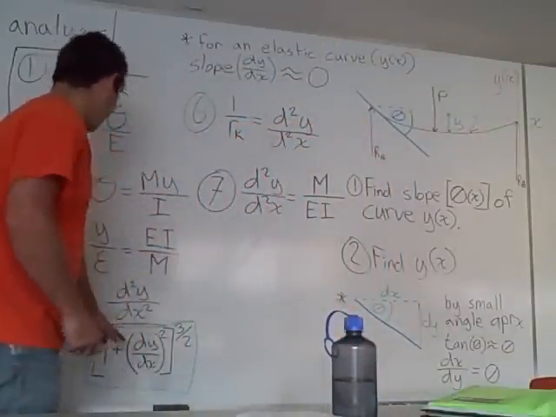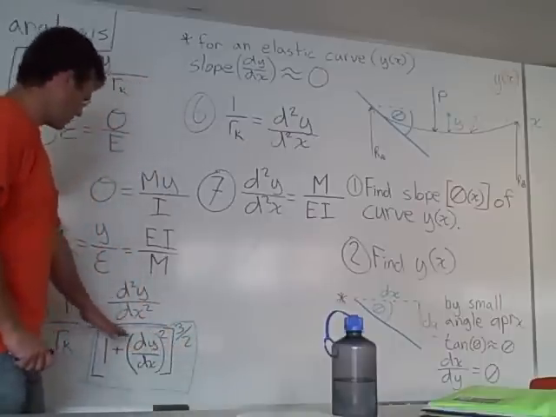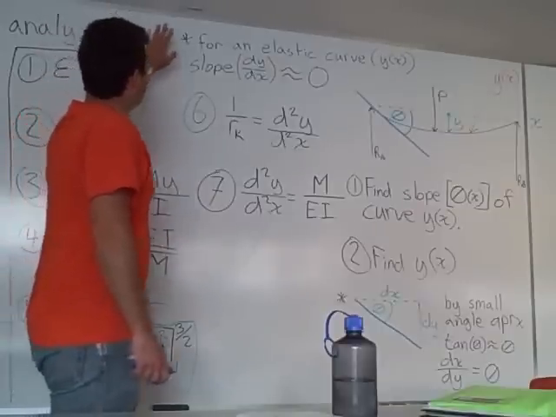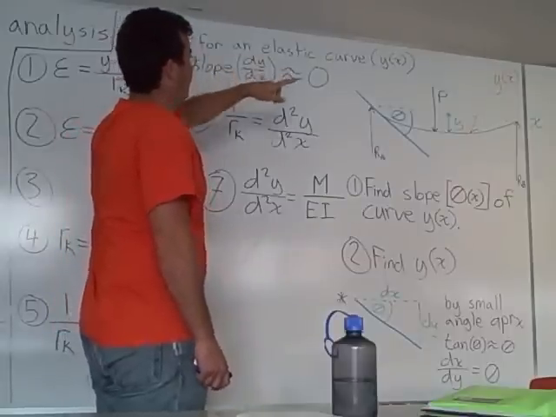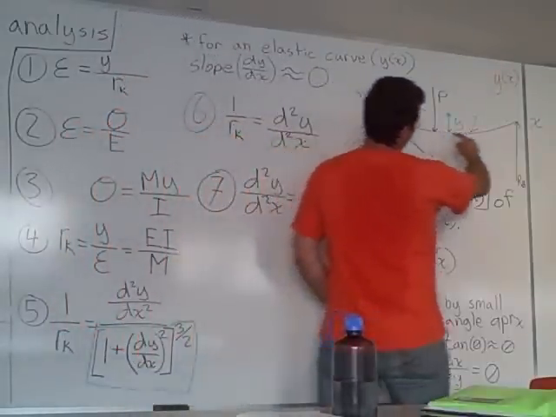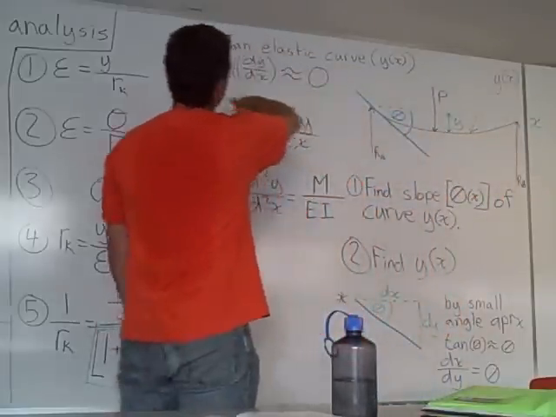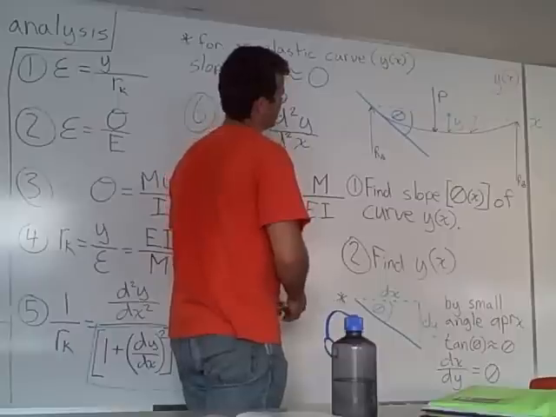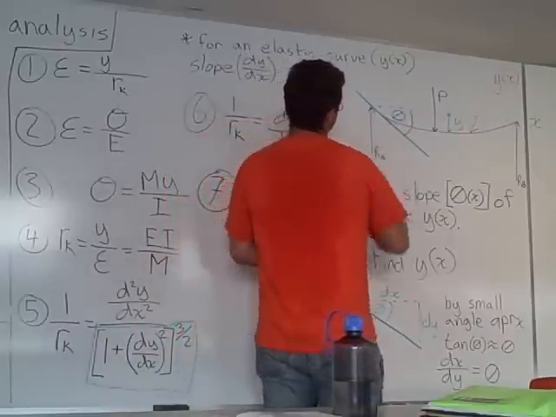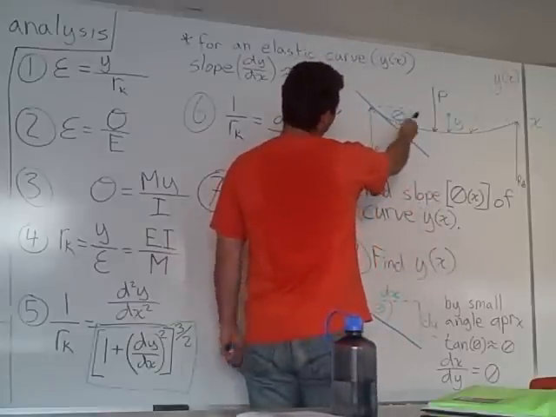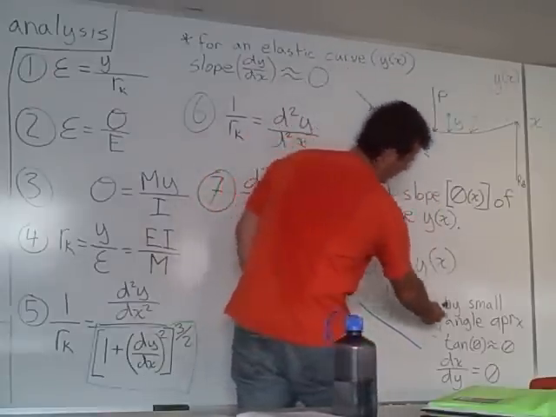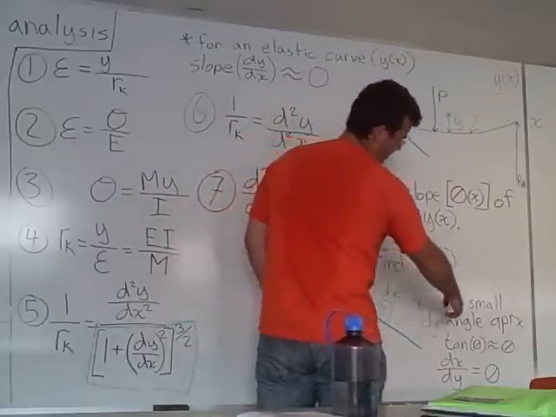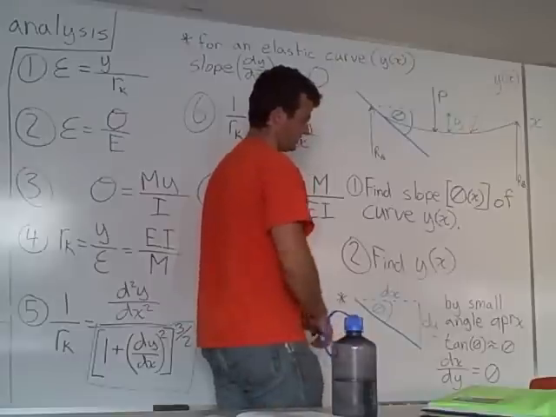Now we're going to focus in on the denominator here, and it looks kind of complicated, but we're going to simplify this real quick. We do that because for an elastic curve, y of x, which is this curve right here, the slope dy over dx is approximately 0. This angle here, we call that the slope because by a small angle approximation, the tangent of the angle theta is approximately theta when measured in radians.